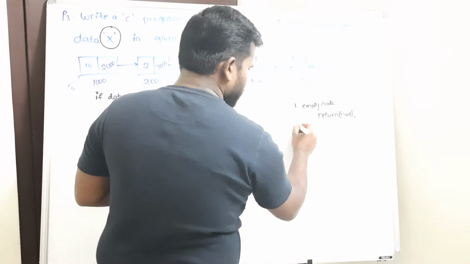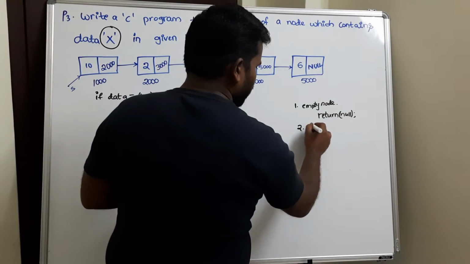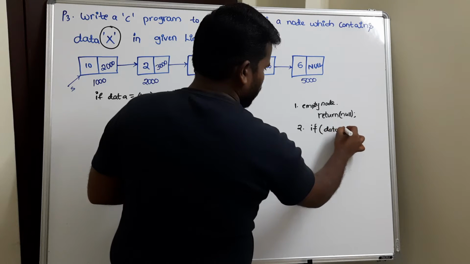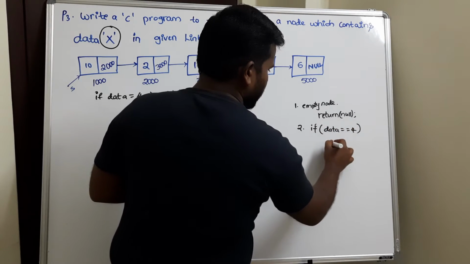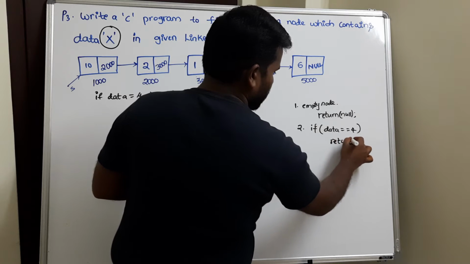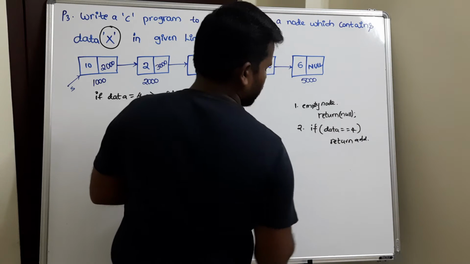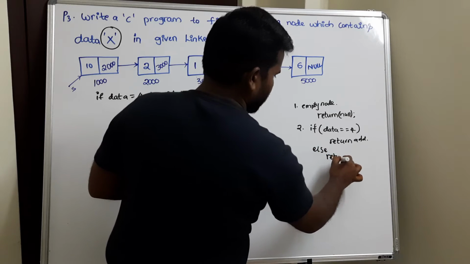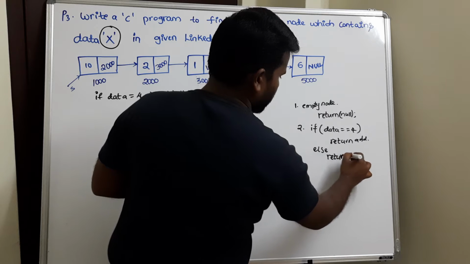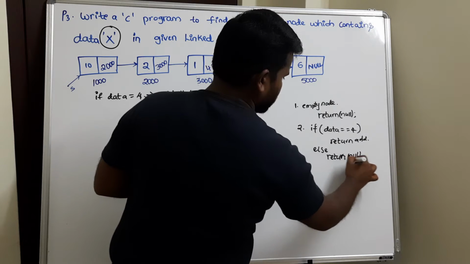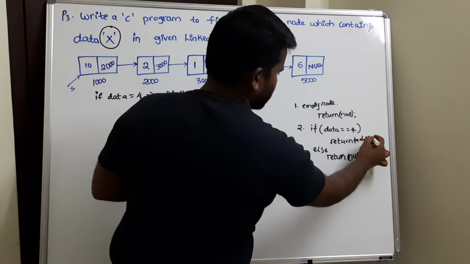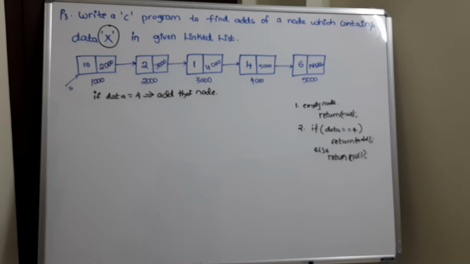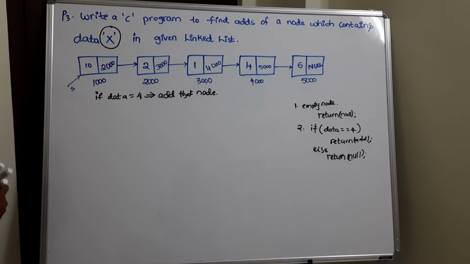So case 2 is: if data equal to 4, return address. Okay, else return null. Okay, these are the cases, case 1 and case 2. In case 2 again you will find 2 more things. So how can I do that?